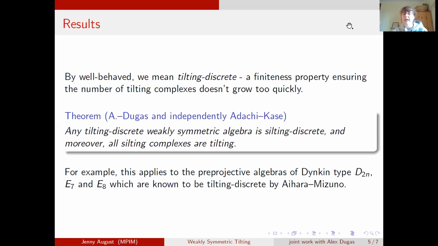In particular, when you're proving something about the tilting theory, you can use the associated derived equivalences, as Ehara and Mizuno do strongly in their proof of tilting discreteness. But then, using this theorem, it turns out that actually you were dealing with all the silting complexes all along.